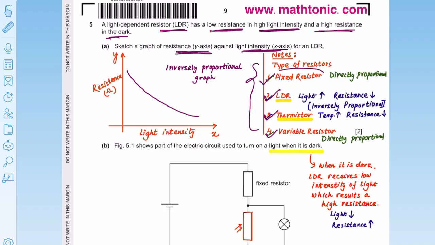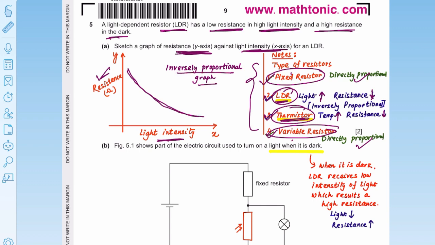Got it? For fixed and variable resistors, right, the two quantities are directly proportional. That's what I've written here, right? For LDR, if the intensity of light increases, then resistance will decrease, right? In a thermistor, if temperature increases, resistance will decrease. So in these two cases, the two parameters will be inversely proportional. The question is given that for LDR, I'm keeping, as per the question, resistance on the y-axis and light intensity on the x-axis. So this graph will look like this, because this will be an inversely proportional graph.